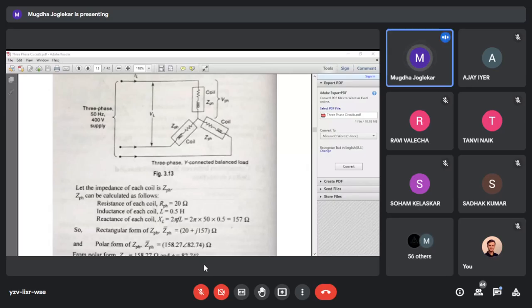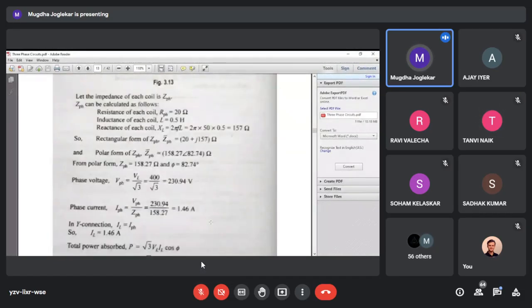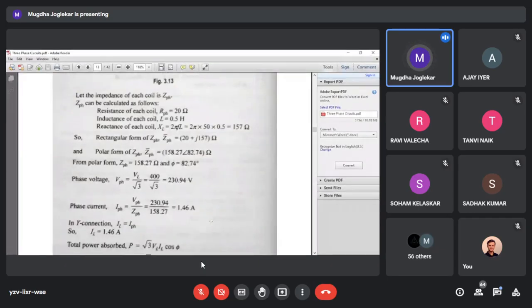Yes, students, shall I scroll down for the answer of VPH and IL? Yes, ma'am. Yes, all of you check the value of VPH and IL and then use the formula that I displayed on the board, that is P is equal to root 3 VL IL cos phi.